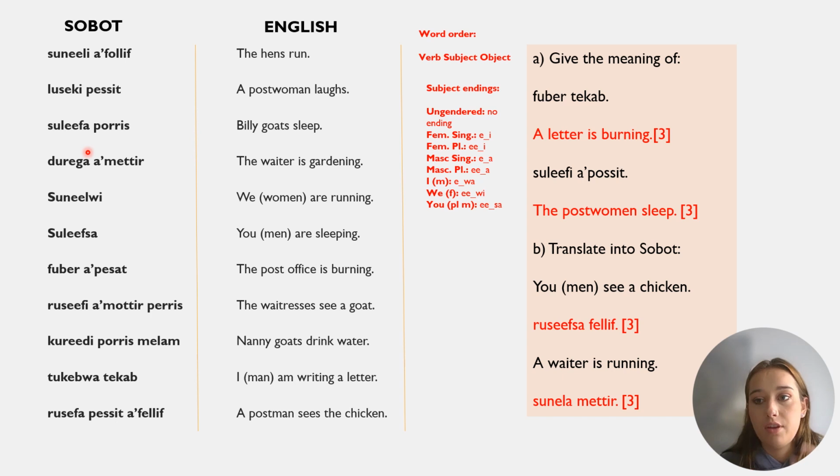So third person, you're talking about something else. However, it also changes if you're talking in first person or in second person. So first person, that's like I or we. So for the I, it's E, then the letter, and then WA. So we see that in I, a man, I'm writing a letter. So that's tu keb wa.